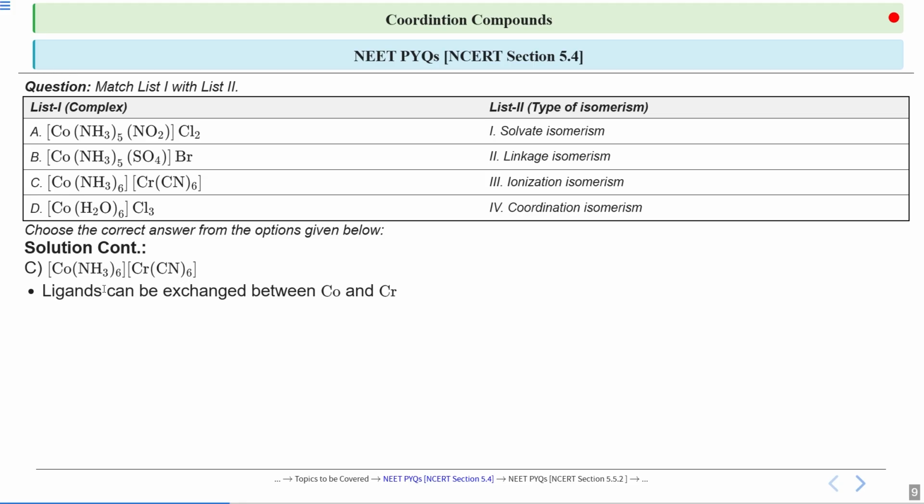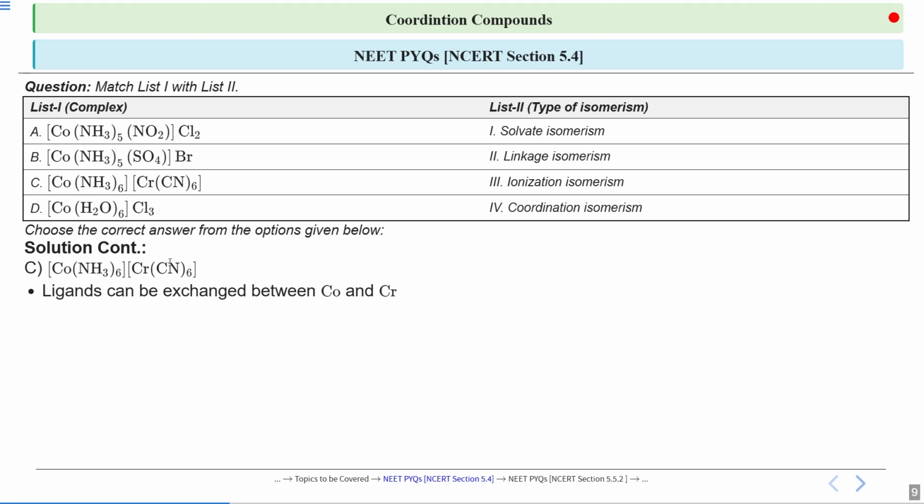right? So in this complex, ligands can be exchanged between our cobalt and chromium, the metal ions. So between the metal ions, the ligands can be exchanged. So if you put this cyanide, which is bonding with the chromium, at the place of ammonia after bonding with the cobalt, and ammonia at the place of the cyanide after bonding with the chromium, then it will be similar. Okay, so basically you can do this.